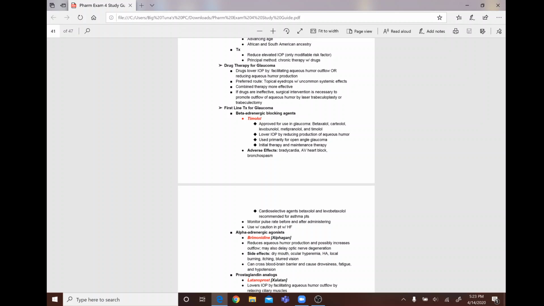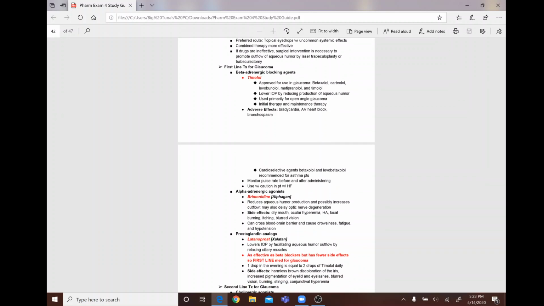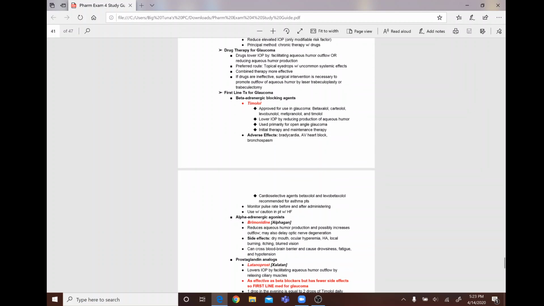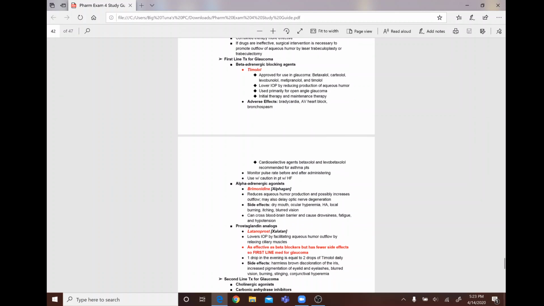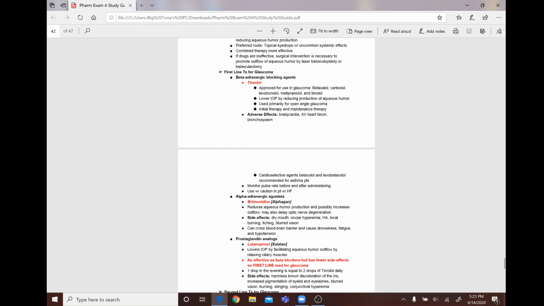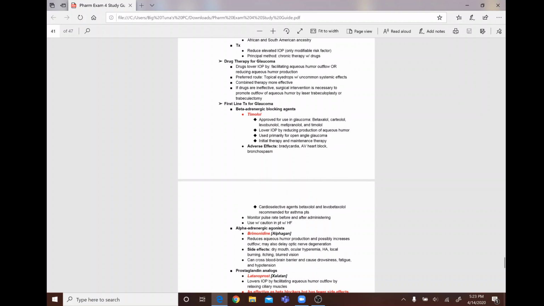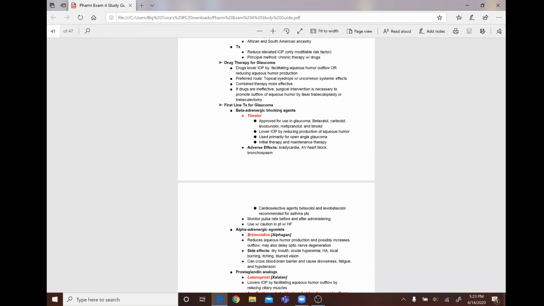All right. What is the first-line treatment for glaucoma? Beta-adrenergic blocking agents, alpha-adrenergic agonists, and prostaglandin analogs. What's an example of a beta-adrenergic blocking agent? Timolol. What is timolol used for? Glaucoma. Mainly open-angle glaucoma, and initial therapy and maintenance therapy.